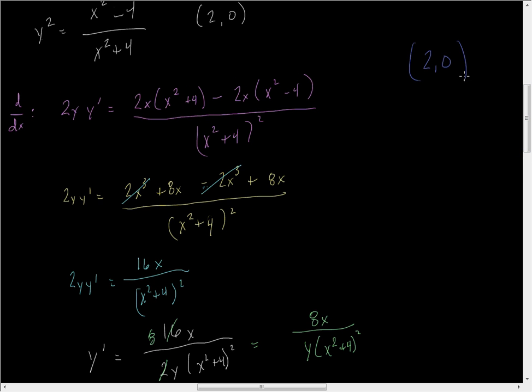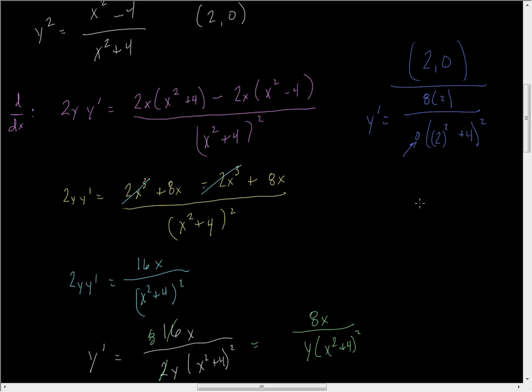Okay, that's what we're going to do over here. So we have y prime is equal to 8 times 2 all over 0 times 2 squared plus 4, all squared. Uh-oh. We seem to have a slight issue here because that y is 0. And so we're certainly going to have an issue because 0 times anything is 0.